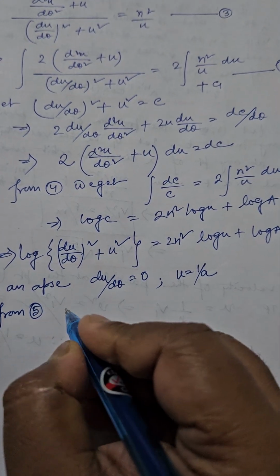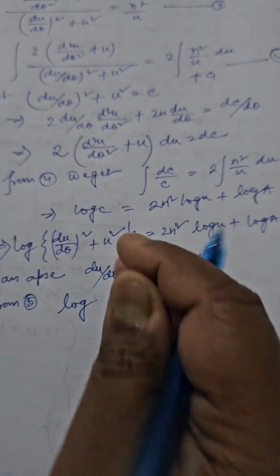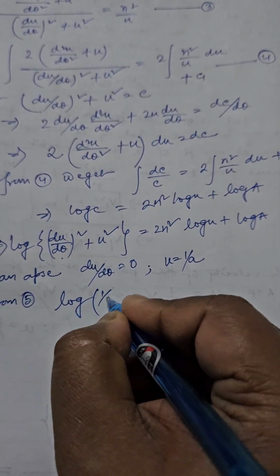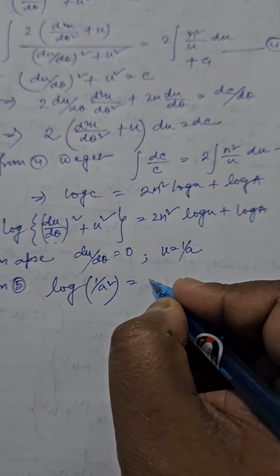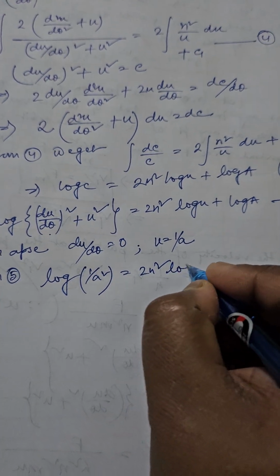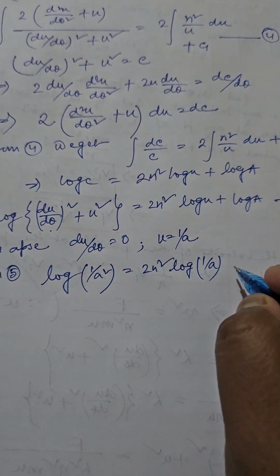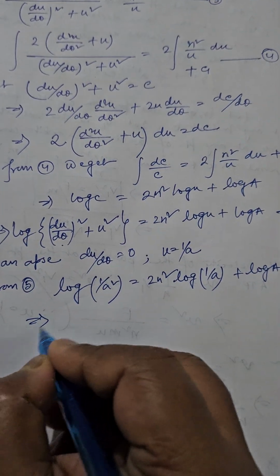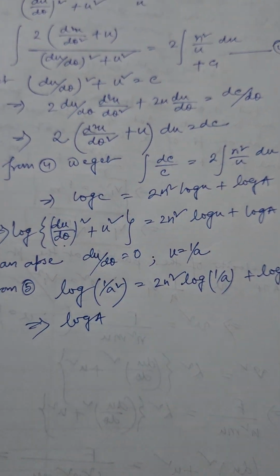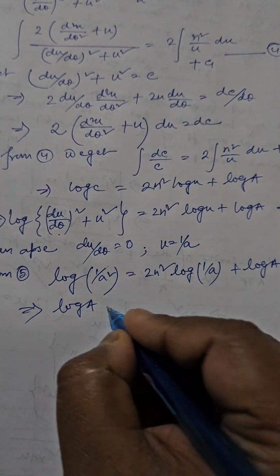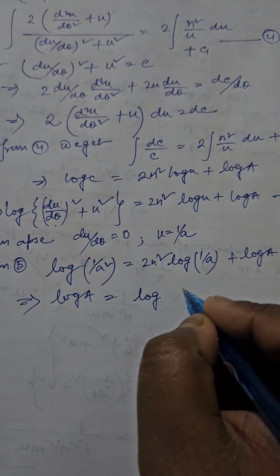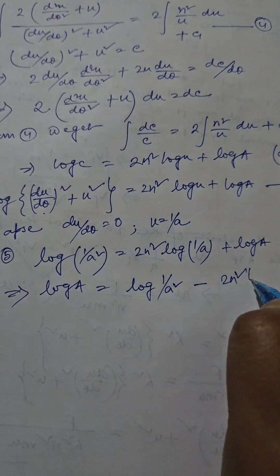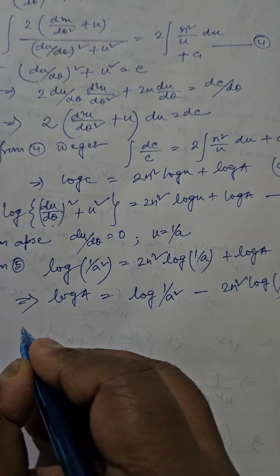So from 5 we get this part will be 0, this part will give you log of 1 by a square, then on the right hand side 2n square log of 1 by a plus log of capital A. Then we need to find out capital A. So log of A will be log of 1 by a square minus 2n square log of 1 by a.